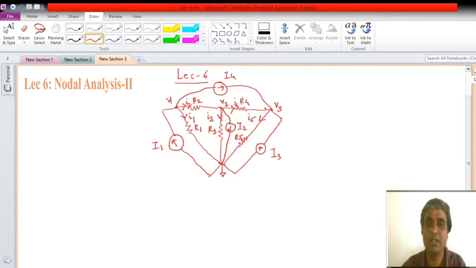Now next, write the KCL at each node, right? So what is the KCL at node 1? It will be minus I1. Coming is preceded by a negative sign, leaving is positive, right?